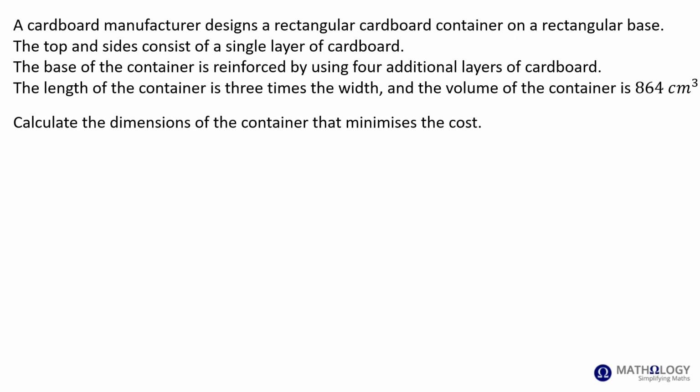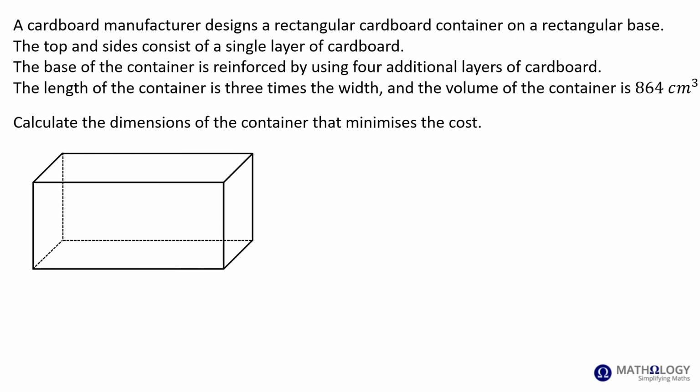A cardboard manufacturer designs a rectangular cardboard container on a rectangular base. The top and sides consist of a single layer of cardboard, and the base of the container is reinforced by using 4 additional layers of cardboard. The length of the container is 3 times the width, and the volume of the container is 864 cubic centimeters. We are required to calculate the dimensions of the container that minimizes the cost.